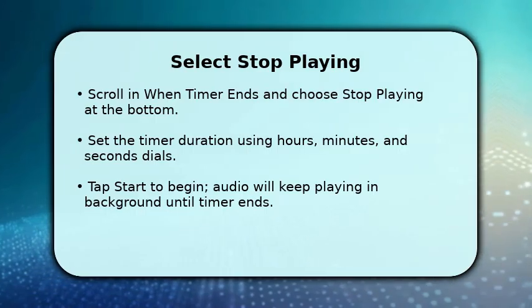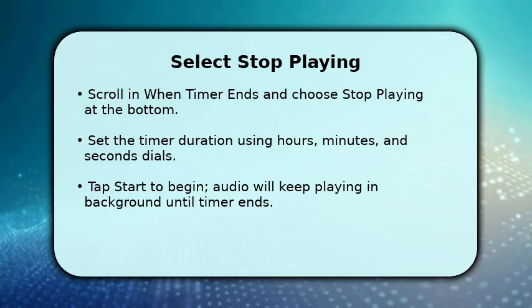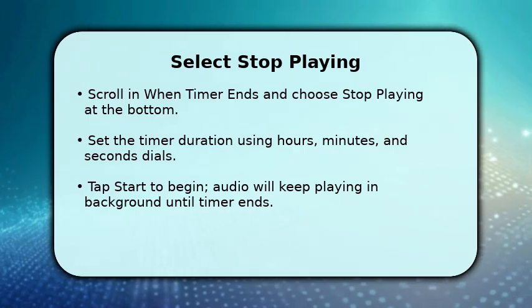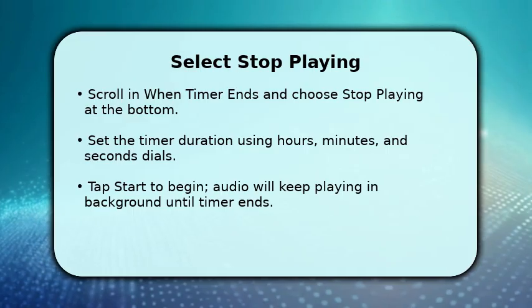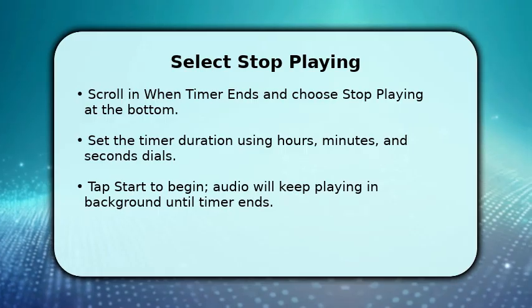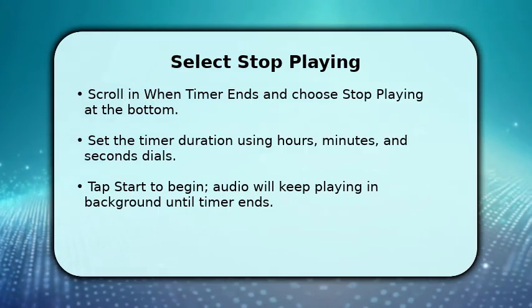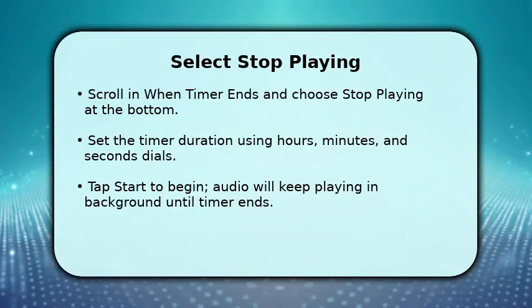Then set the duration precisely with the hours and minutes dials, shorter for naps, longer for full sleep cycles, because timing controls when playback stops. After you tap Start, the timer runs in the background and will stop audio from the music app, podcasts, and many third-party players when it finishes. Make sure playback is active so you can verify it works.